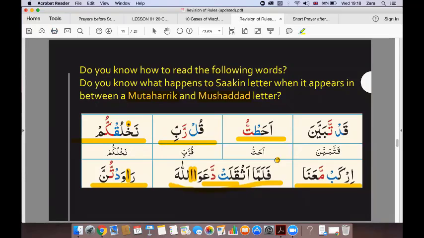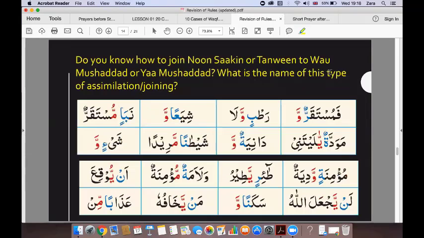So hopefully that's clear to everyone. We're looking here at what to do when we have a sakin letter and it appears in between a letter with a stroke, so a mutaharrik letter, and a mushaddad letter. So we've basically learnt that we directly join the mutaharrik letter with a mushaddad letter. Ahadtu, qurrabbi, nahlukum, irkab ma'ana. So we are essentially completely omitting the sakin letter which appears in the middle. So hopefully that is clear to everyone. Let's move on to slide number 14.